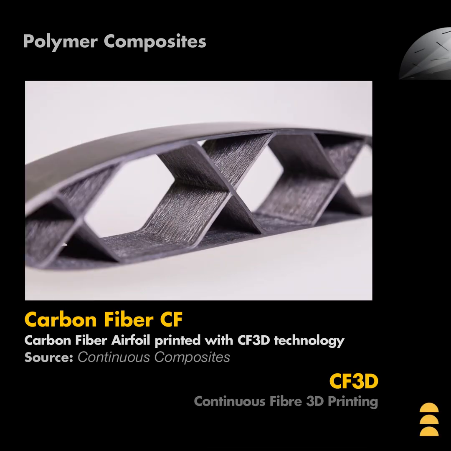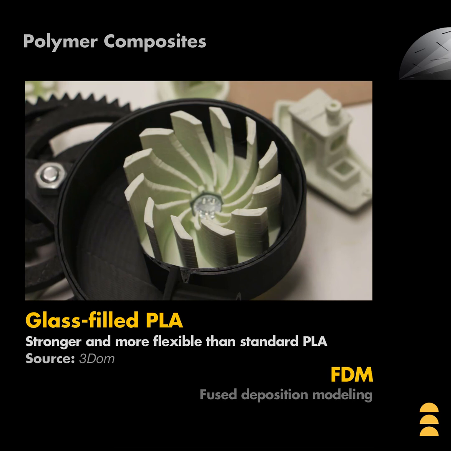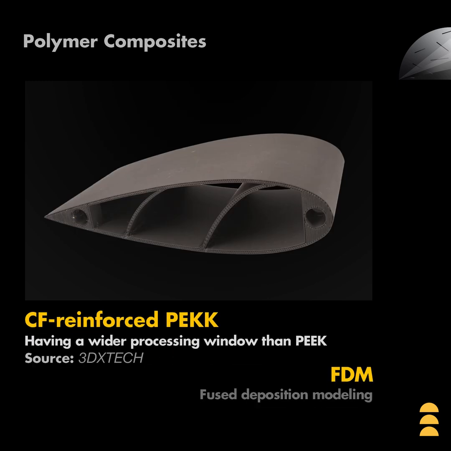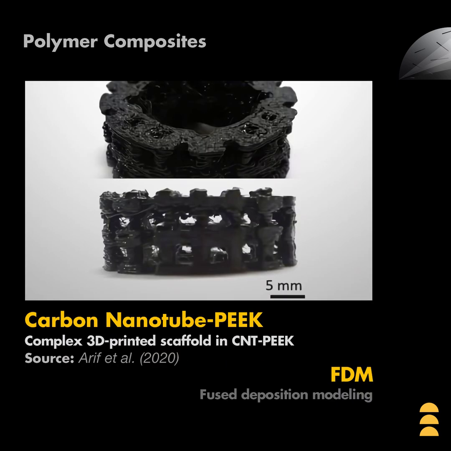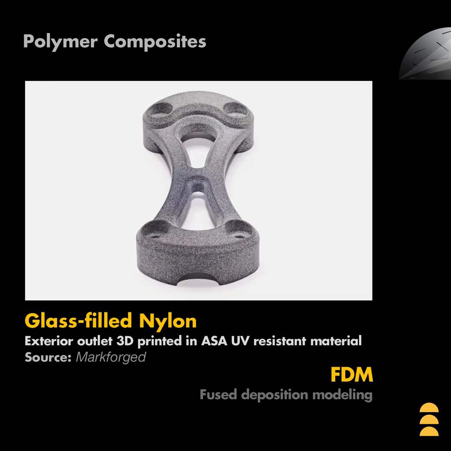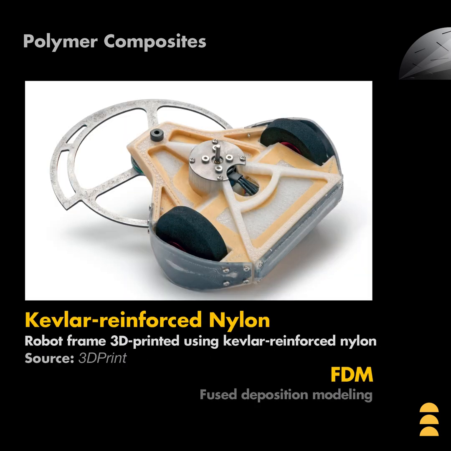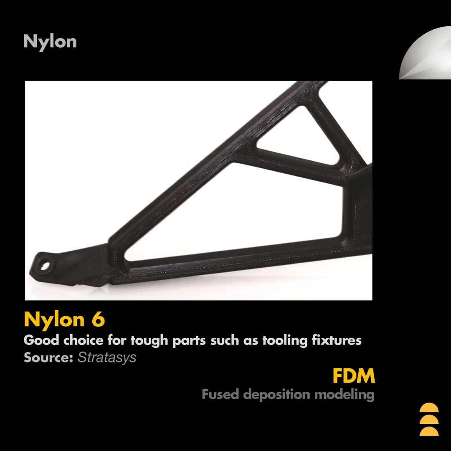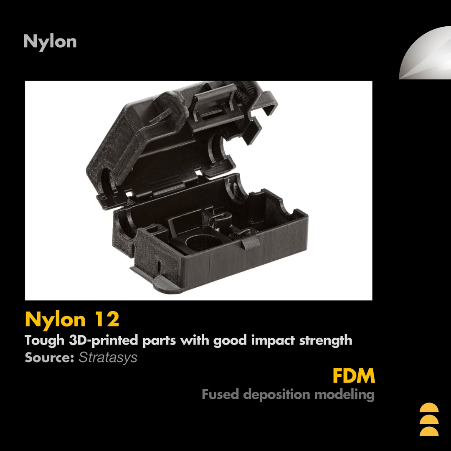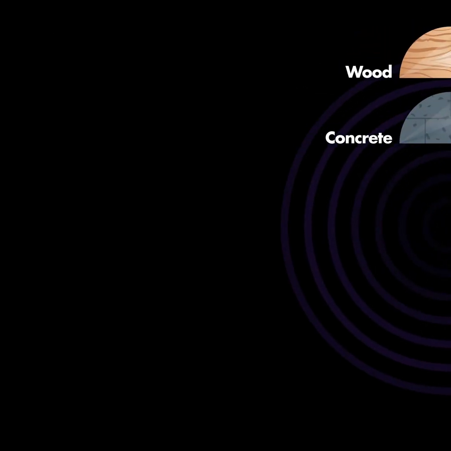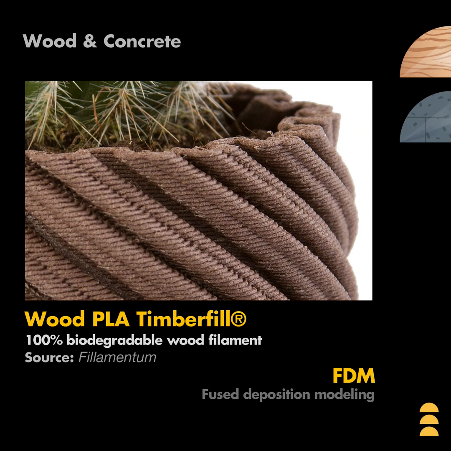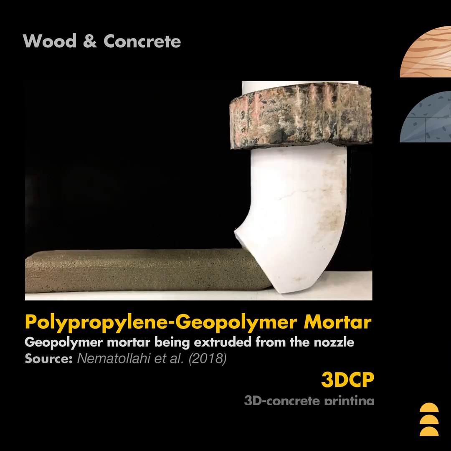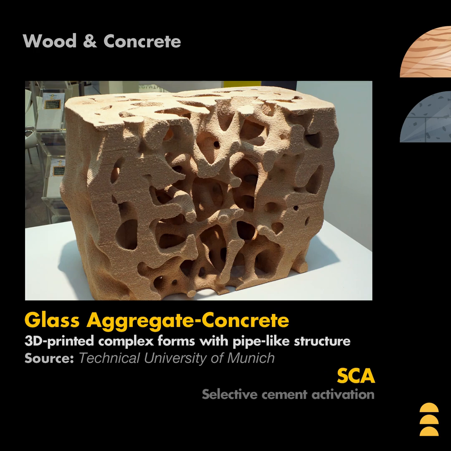Carbon fiber, CF-reinforced PLA. Glass-filled PLA. CF-reinforced PEEK. CF-reinforced PEKK. Carbon nanotube PEEK. Glass-filled nylon. CF-reinforced nylon. Kevlar-reinforced nylon. Nylon 6. Nylon 12. Wood PLA. Wood clay composite. Wood concrete composite. Polypropylene geopolymer mortar. Glass aggregate concrete.